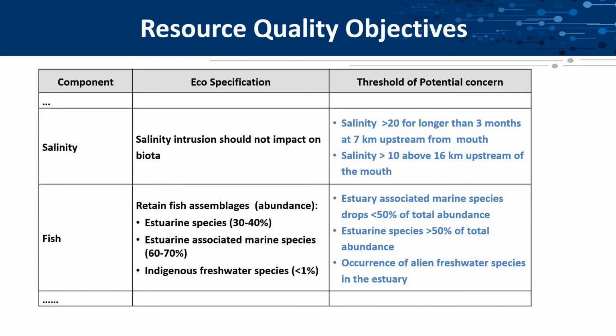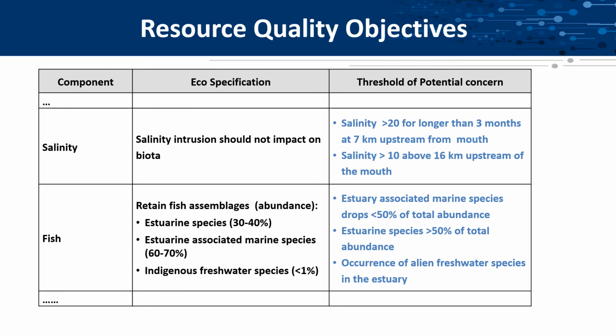In the case of the fish, we first state what we want. We want the estuary species abundance between 30 and 40%, and the estuarine-associated marine species between 60 and 70%, and the indigenous species population should be roughly about 1%.